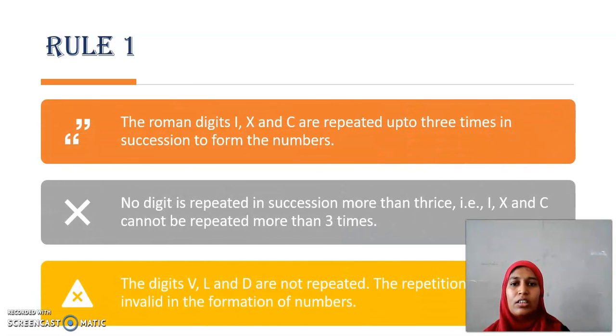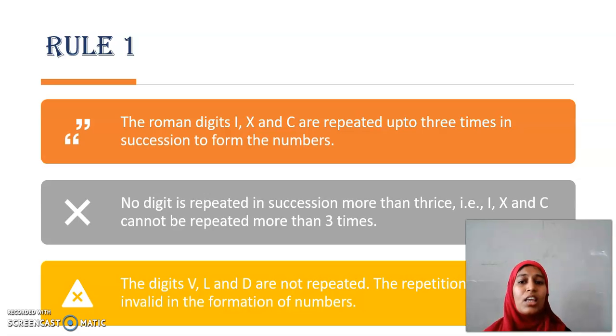First one is the Roman digits I, X and C are repeated up to 3 times in succession to form the numbers. That is III means 3, XXX stands for 30, CCC stands for 300. Next point, no digit is repeated in succession more than thrice.